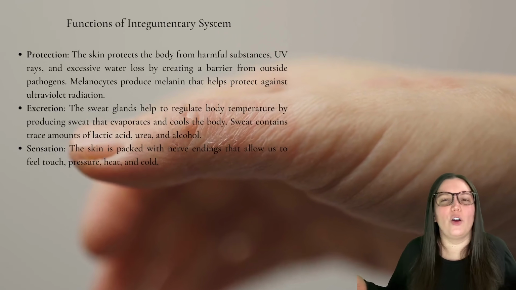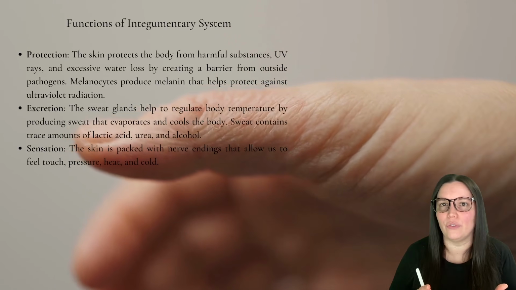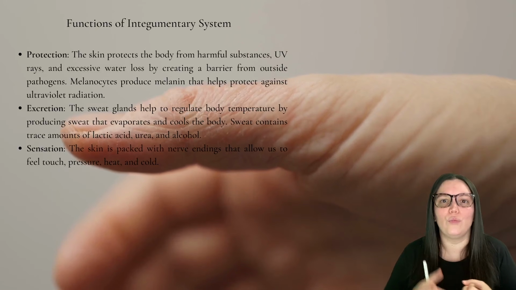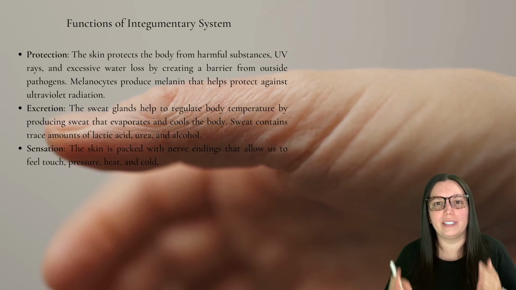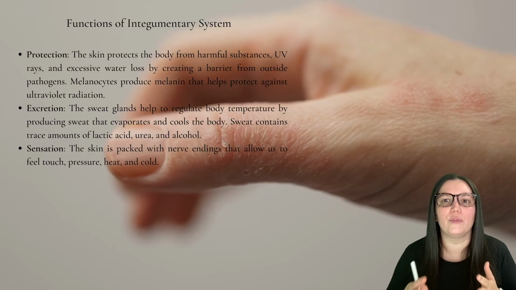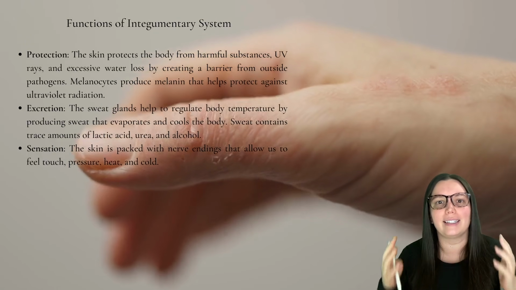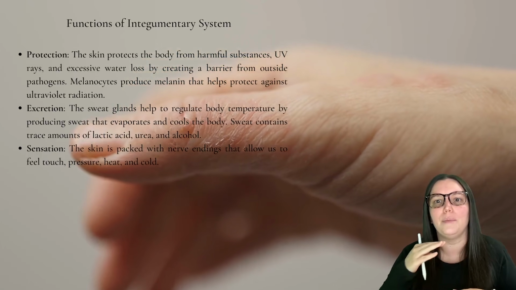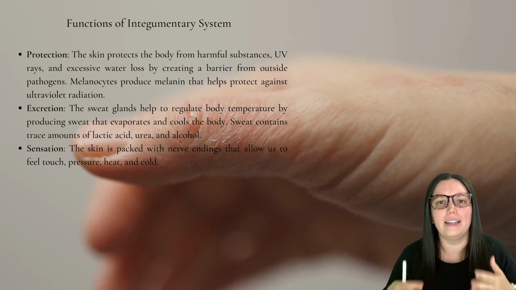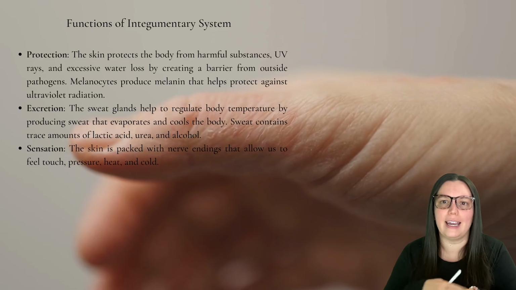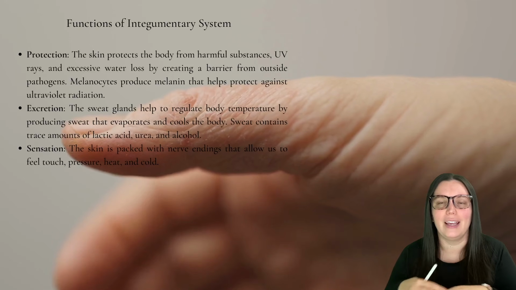So really, what is the overall function of this system? The integumentary system has several functions, including protection, regulation of body temperature, and sensation. So with protection, the skin protects the body from harmful substances, UV rays, as well as excessive water loss by creating a barrier from outside pathogens. Melanocytes produce melanin that helps protect against those ultraviolet radiation rays.